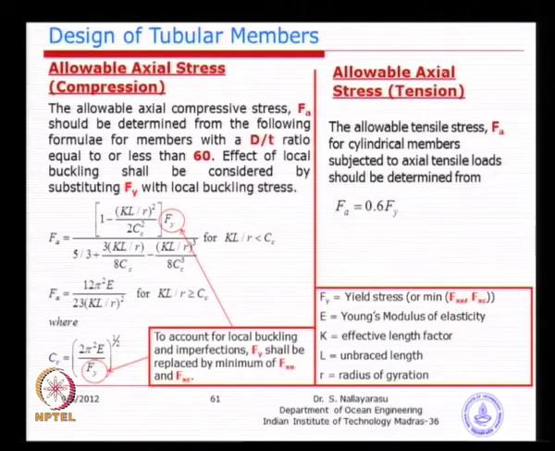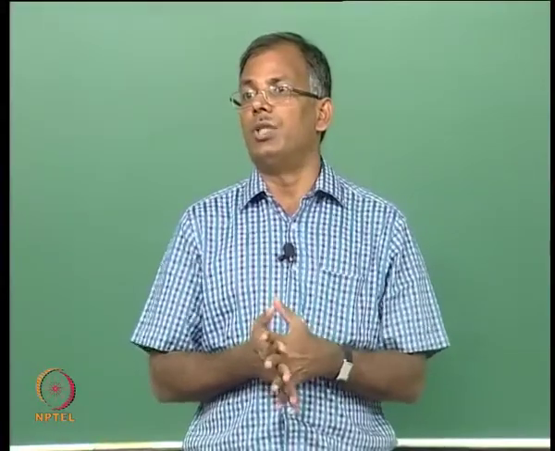There are two components. One is the tensile stress, 60%, very straightforward, whereas for the compressive stress we have an interaction formula, a very simple formula. How it comes is basically based on experiments. As early as the 1940s, there was an organization called the Column Research Council in the UK.